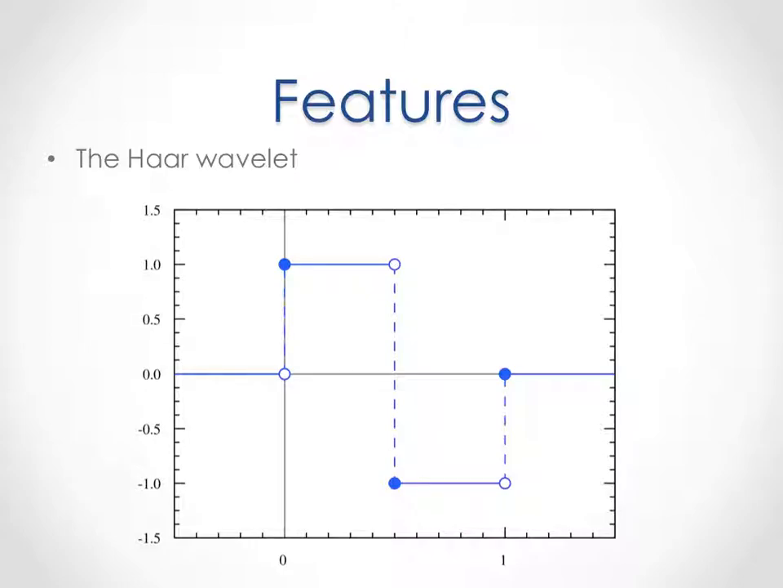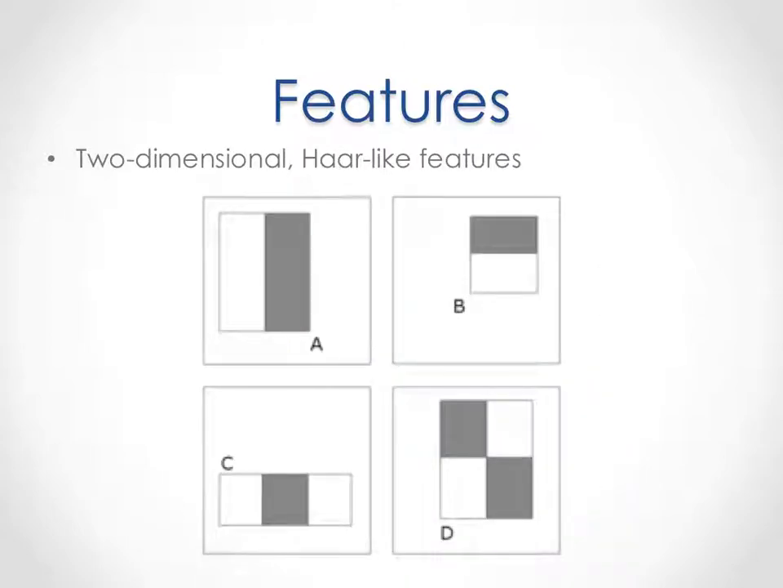Almost the simplest signal you can possibly think of. Maybe if it didn't go to -1 and instead went to 0, it would be the simplest. So that's exactly what we do. We take features that look like this. These are two-dimensional Haar-like features. They're basically black and white rectangles.